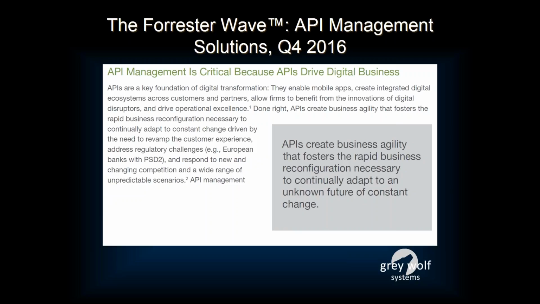And if you read the few things I've taken, I put this on here on purpose because this is a direct copy, a screenshot, directly from the Forrester Wave article, and it talks about how APIs create business agility and foster the rapid business reconfiguration necessary for unknown future constant change. And then there's a second bullet, actually the first one in there. It says enable mobile apps, create integrated digital ecosystems across customers and partners, benefit from the innovations of digital disruptors and so forth. Well, what does that all mean?